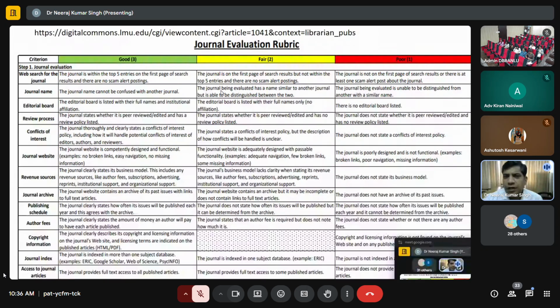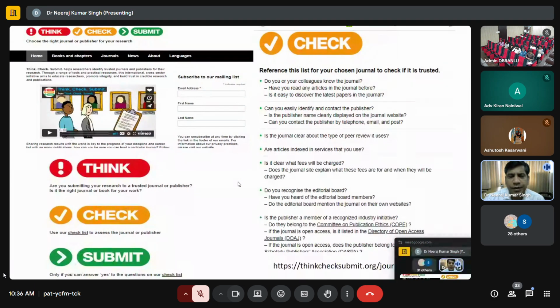And this is the journal evaluation rubric, which you can also download from Google. Simply type journal evaluation rubric, and you can identify whether any journal is a good journal, fair journal, or poor journal based on these parameters. So it is always recommended that whatever journals you have listed out, always check that the journal is not in the list of predatory journals.